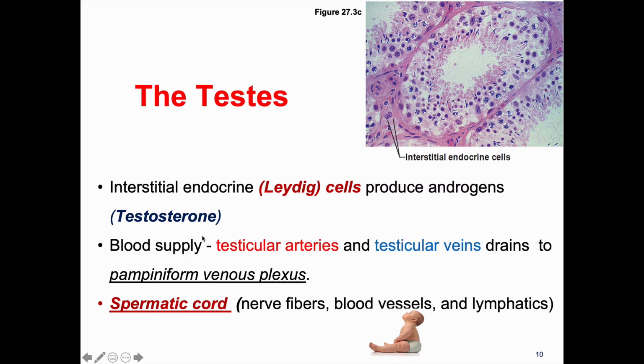Okay, then as far as blood supply is concerned, you know that the testis is supplied by the testicular artery and the testicular vein. The pampiniform plexus is nothing but branches of the testicular veins. Okay, the spermatic cord is nothing but a collection of these nerve fibers, blood vessels, lymphatics and the cremasteric muscle.